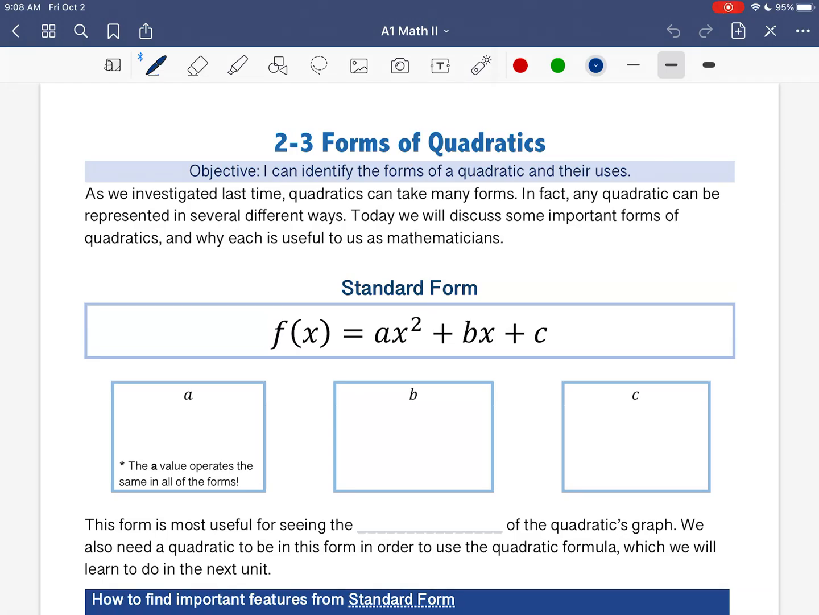Okay, this is 2-3, Forms of Quadratics. Our goal today is to identify the forms of quadratics and what they're most useful for. So first we'll talk about standard form. Standard form is a pretty common one.